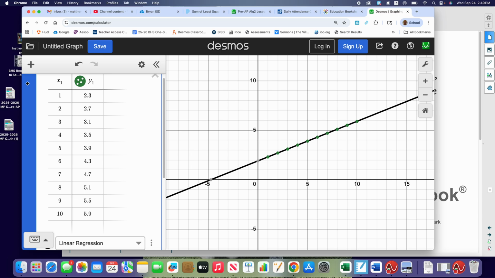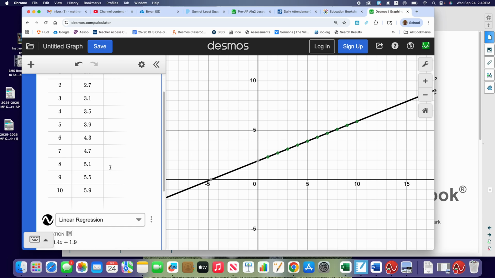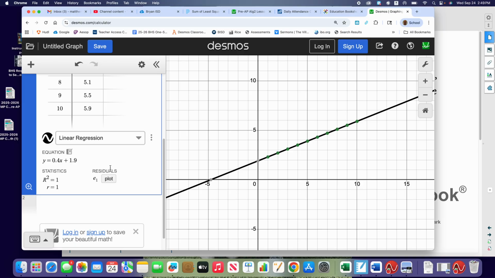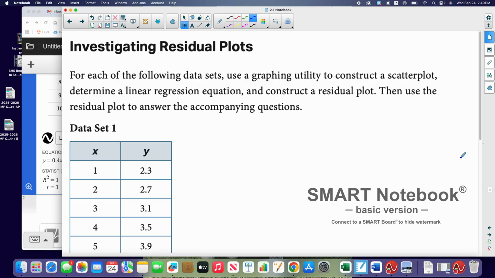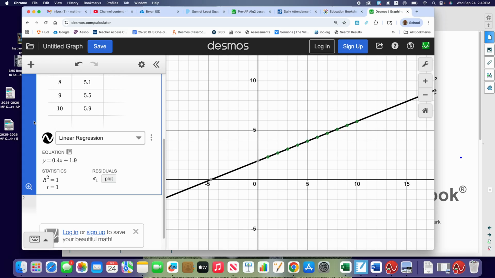So going to write this equation in your book. All right, so on this problem, I'm going to write y equals 0.4x plus 1.9. So my model here is y equals 0.4x plus 1.9. So that's the model. I'm trying to decide if it is a good model or not. Okay? So that's the model for this data set.